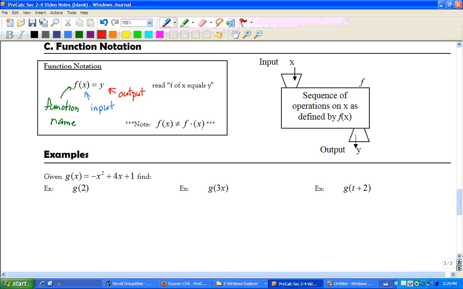Just a word of caution, this is f of x. It does not equal f times x. The parentheses here do not mean multiplication. At the side we have a visualization of what's happening here. We're taking our input of x, substituting it into our function machine, which is our equation, and then we're getting an output of y.